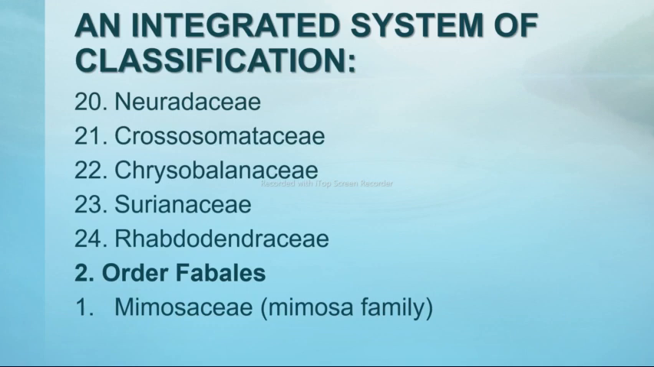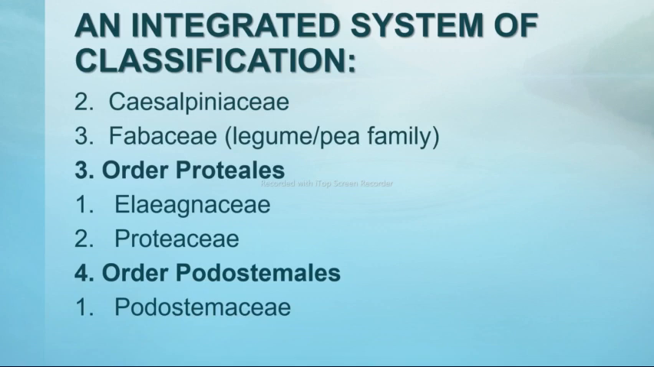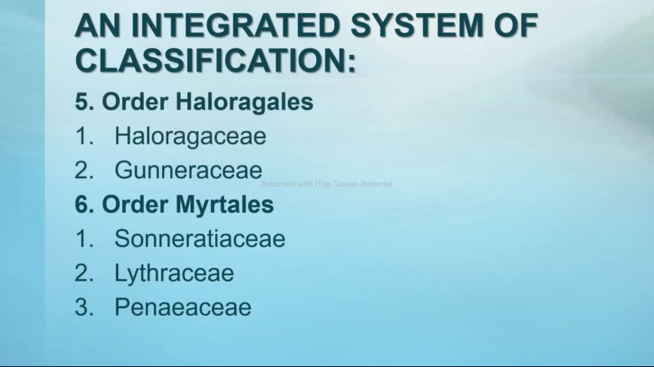It includes the Mimosaceae, which includes the Mimosa family. And the next is the Caesalpiniaceae. And the third is the Fabaceae, which includes the legume or pea family. The third order is Proteales, and it includes the Elaeagnaceae and Proteaceae. Fourth order is Podostemales, which includes Podostemaceae. And the next is the order. Fifth order is Haloragales, which includes Haloragaceae and Gunneraceae.